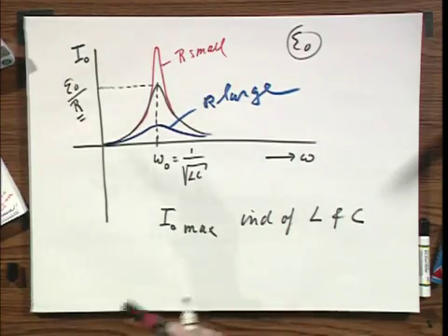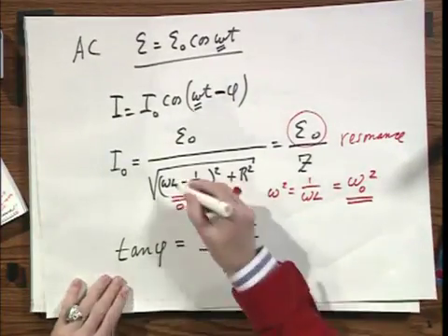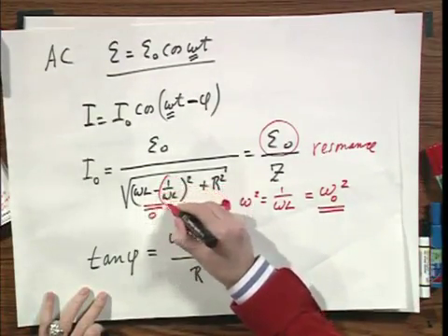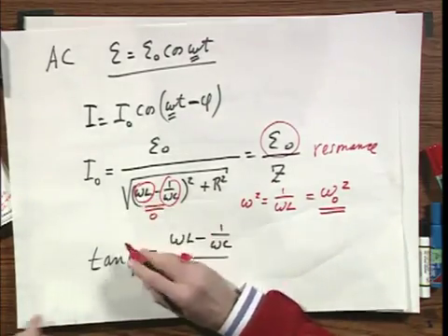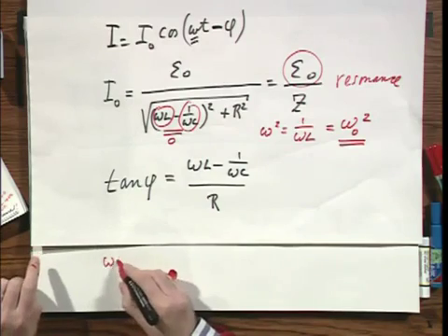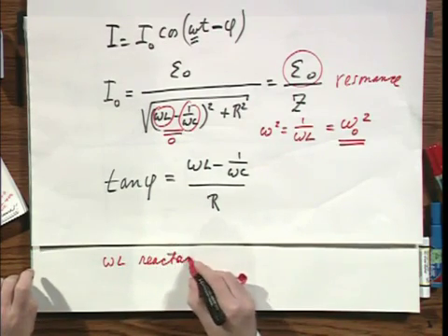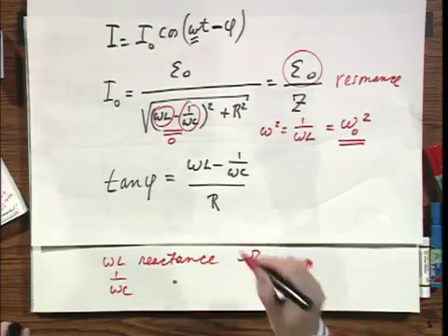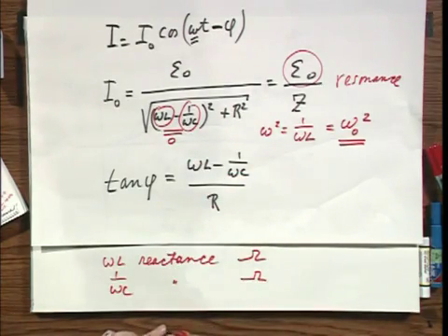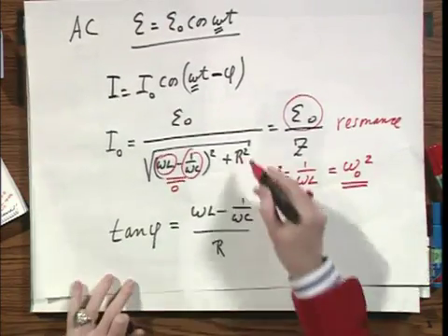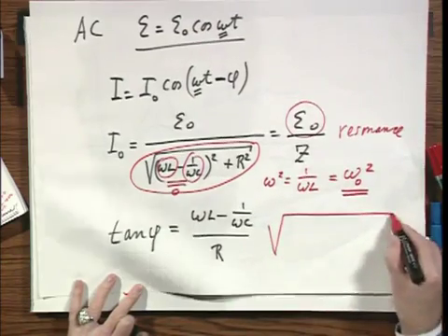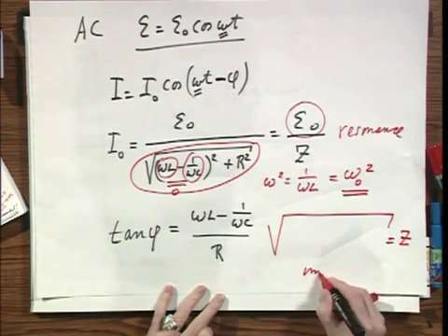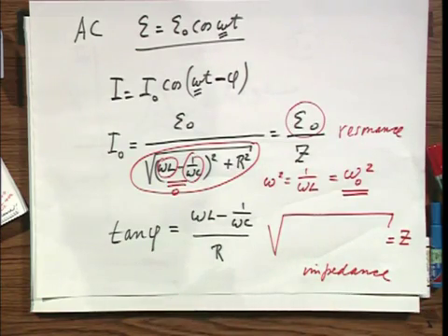If we look at this solution, we give names to these quantities, omega L and 1 over omega C. We call this the reactance. Omega L is the reactance of the self-inductor. It has dimensions ohm, and 1 over omega C is the reactance of the capacitor, which also has units in terms of ohm. And we call this entire square root Z, and that is called the impedance. Just words, but it's useful to remember them.